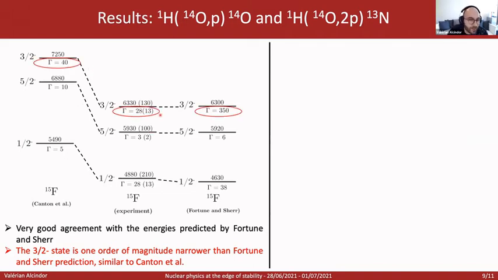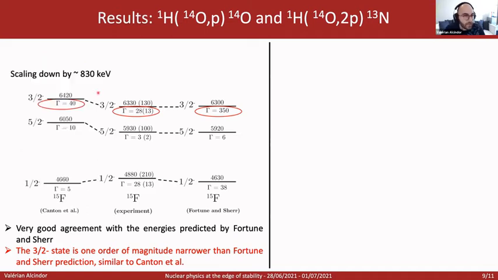But if you look in detail, and especially if you look at the widths, you see that it is not true at all. We are an order of magnitude narrower than the prediction of Fortune and Sherr. And by just scaling the result from Canton and collaborators by this value, which is reasonable compared also to more recent predictions they did, you see that in fact we're in very good agreement with what they propose here.